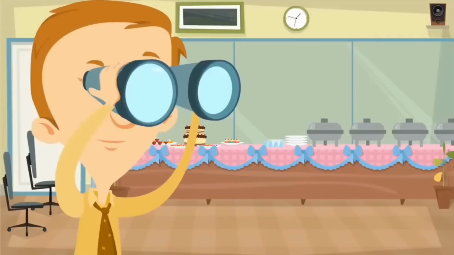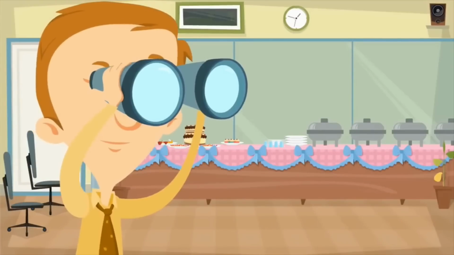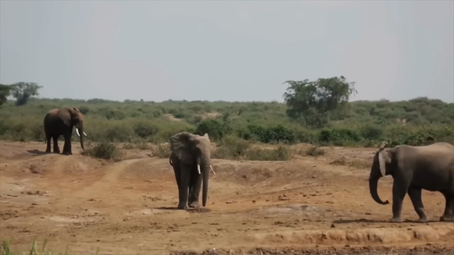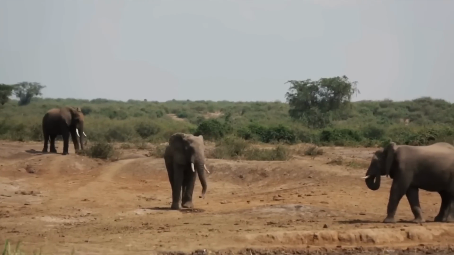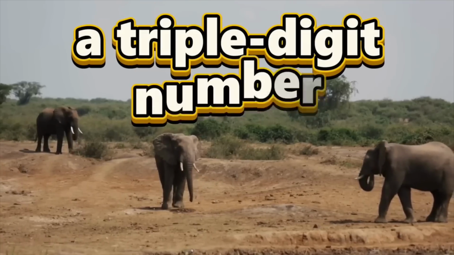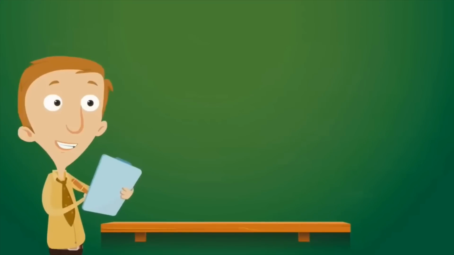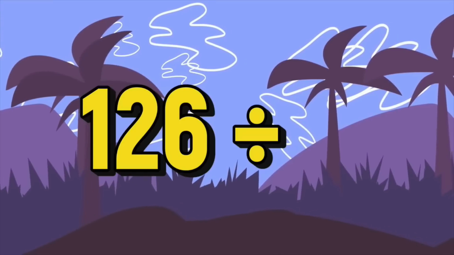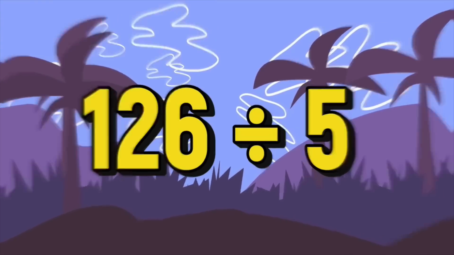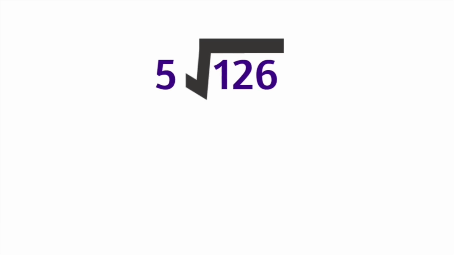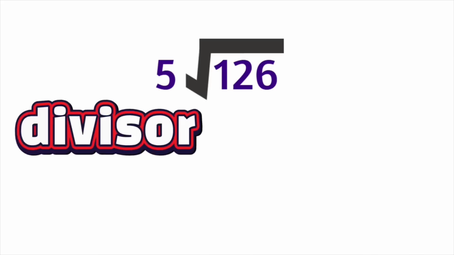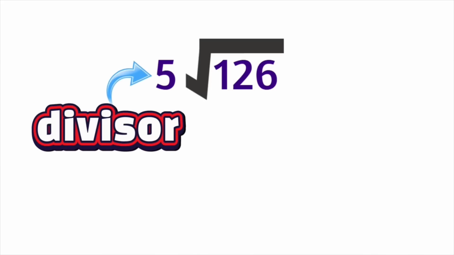Amazing job. All right, we're going to look at one last long division problem. In this final example, we're going even bigger. We're going to divide a triple digit number. Okay, let's do 126 divided by 5. Here's the setup. We have the dividend 126 inside the long division bracket, and the number 5, which is the divisor, is right in front of the bracket.